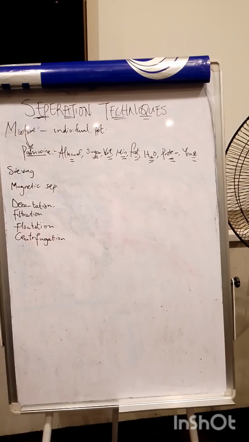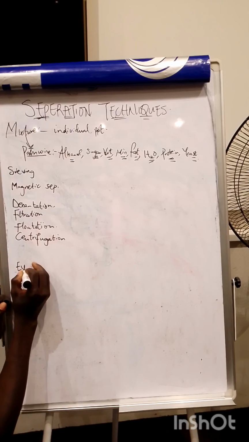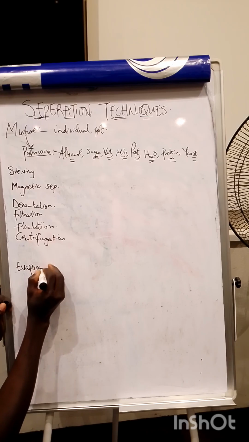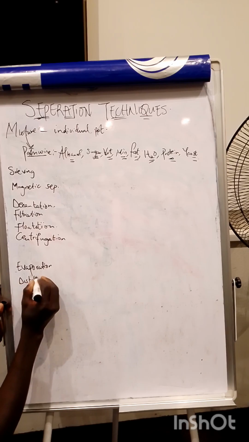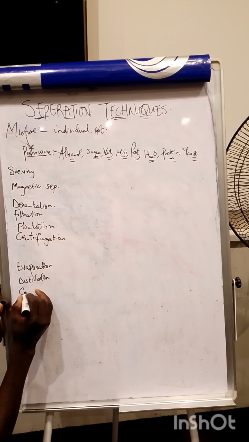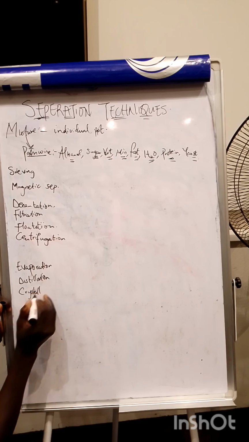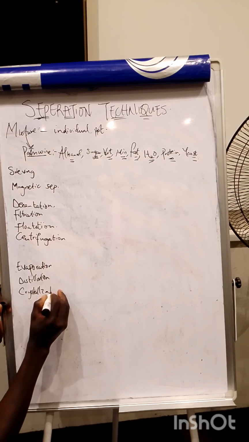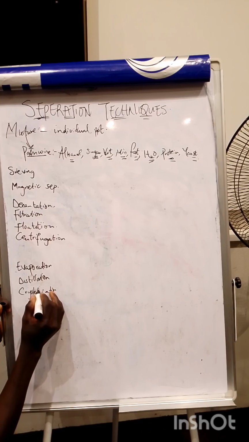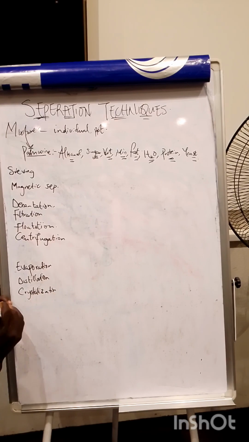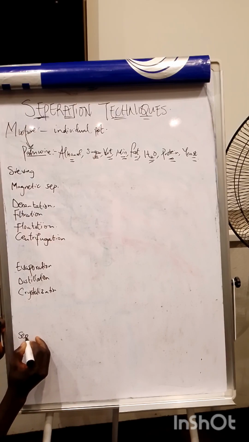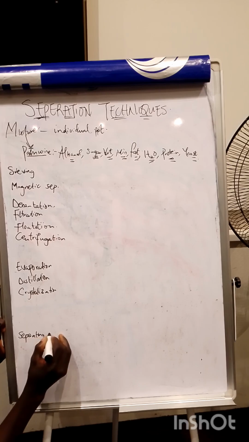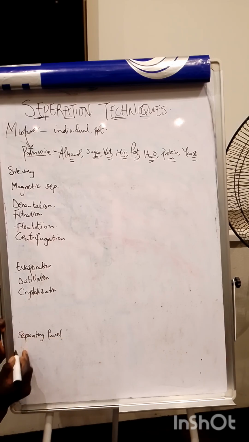Alright, so we have evaporation. Then you have distillation, crystallization, and fractional crystallization. Then you have the separating funnel method. Then you have chromatography and fractional distillation.